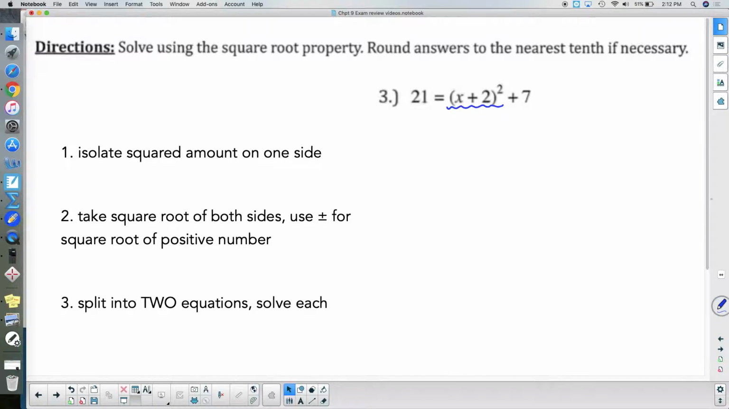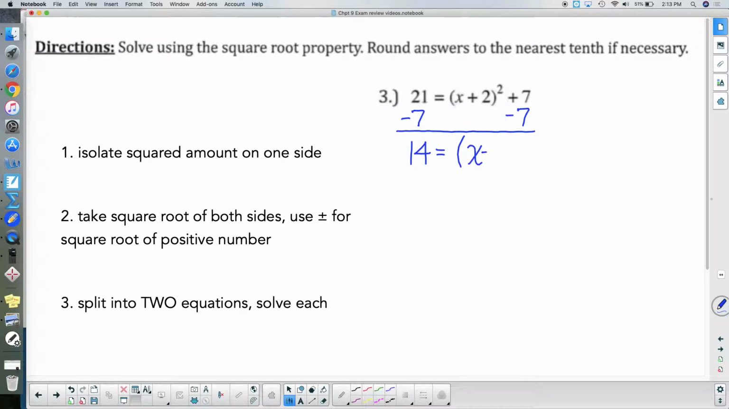In number 1, I do see a squared amount already isolated, and in number 2, I do see a squared amount already isolated. So that first step would already be done for number 1 and number 2. But for ours, we would need to subtract 7 in order to have the squared quantity isolated or alone on one side. So 14 is not the squared quantity, it's that x plus 2 quantity squared. So that's what step 1 is talking about.